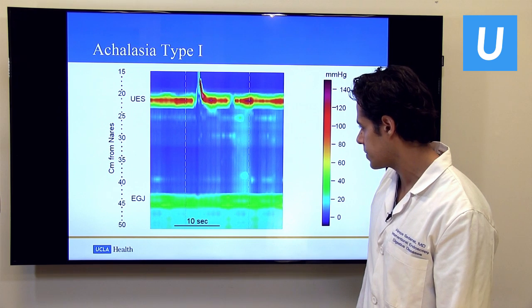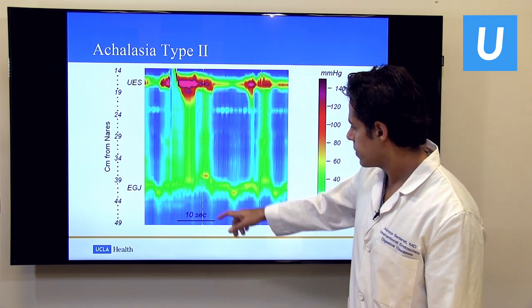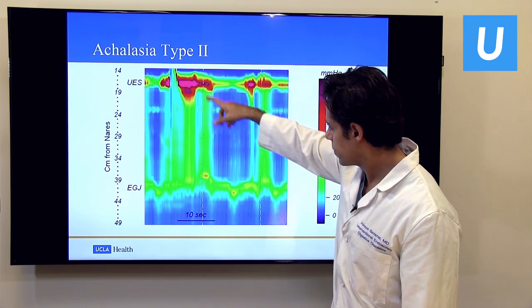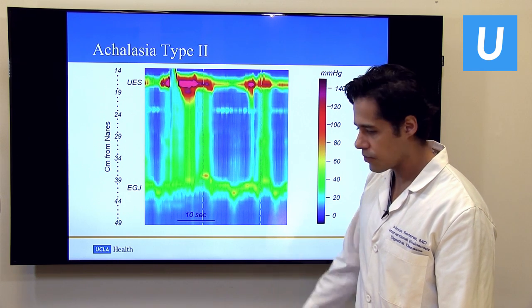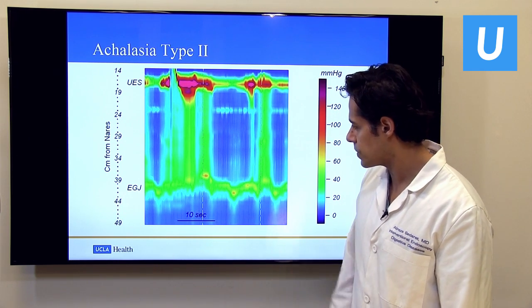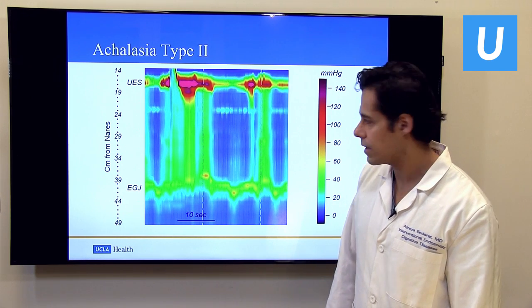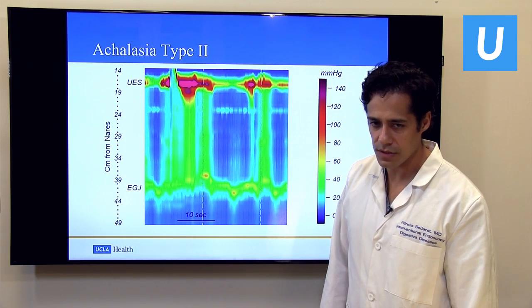So this patient probably has pretty severe symptoms. This is what's called type 2 achalasia. There's also a closed esophagus in response to a swallow, but there's some pressure. This is called pressurization. It's important for us to know because this has some prognostic implications. Patients with type 2 achalasia tend to do better with whatever treatment they get. But this has a little bit of pressure, so there's still some squeeze left in the esophagus.